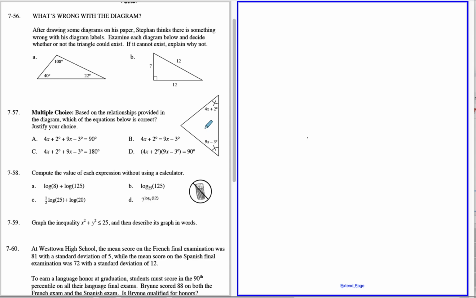After drawing some diagrams on his paper, Stefan thinks there's something wrong with his diagram labels. Examine each diagram below and decide whether or not this triangle could exist. If it cannot exist, explain why. So let's just use one of those things we know about triangles. I know that I have to add all the angles.